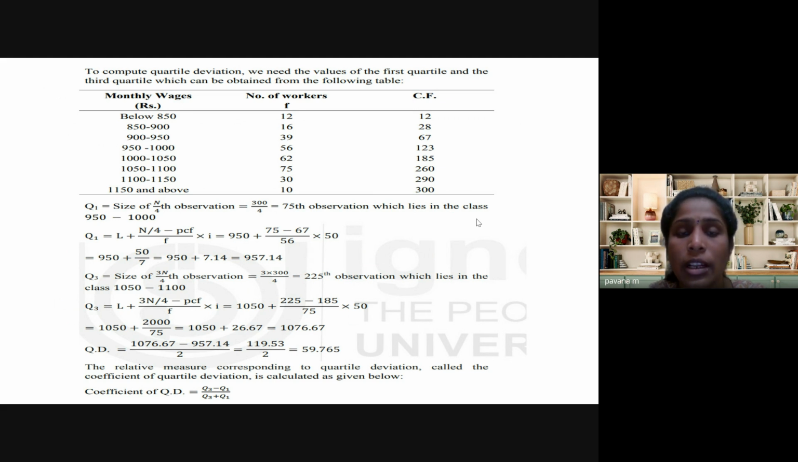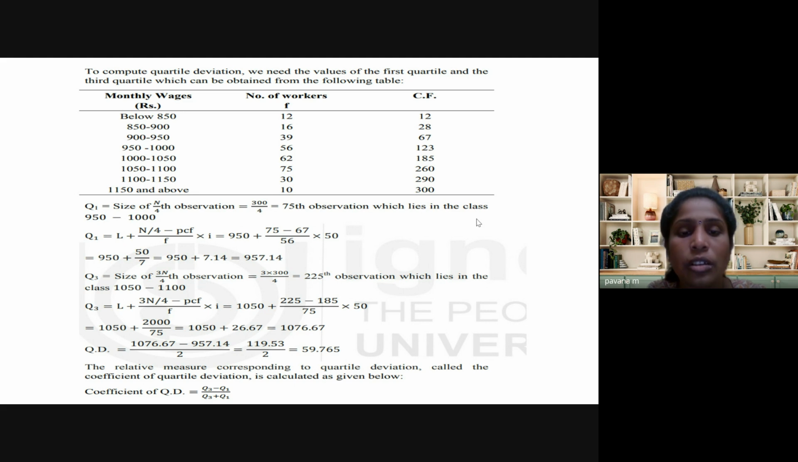Now you have to calculate the cumulative frequency, so you have to add the frequencies. The first value is as it is, 12. For the next value in cumulative frequency, you sum up the first two frequency values, so 12 plus 16, 28. For the third value, you sum up the first three values, so 12 plus 16 plus 39, 67. Like that, you have to calculate the cumulative frequency.